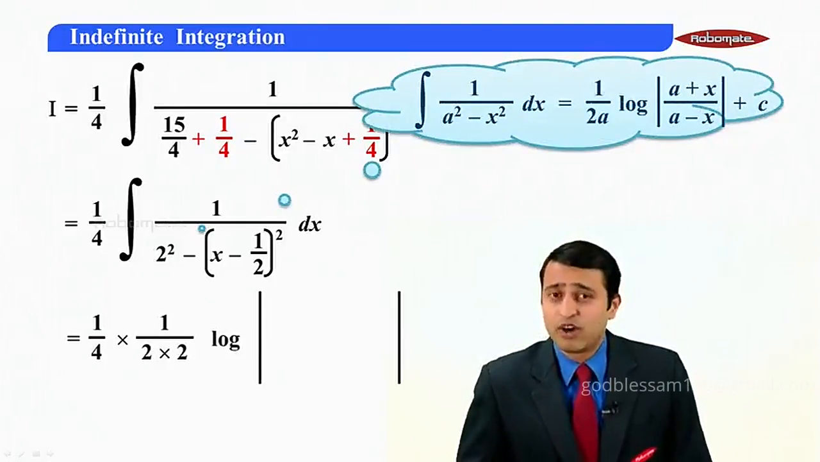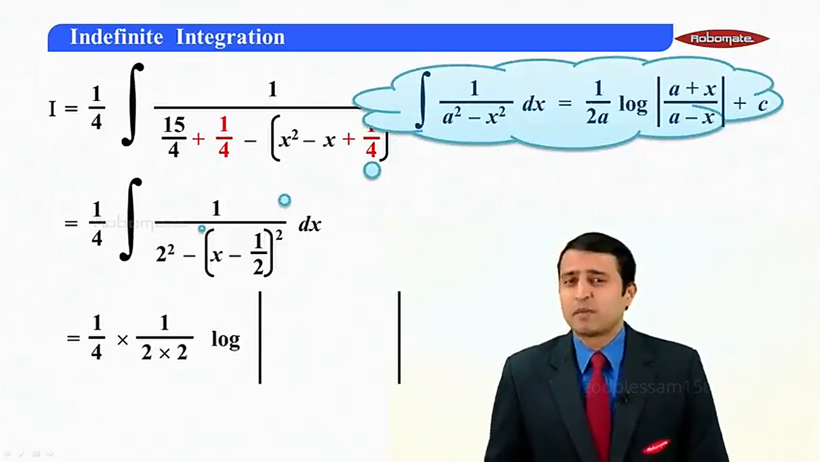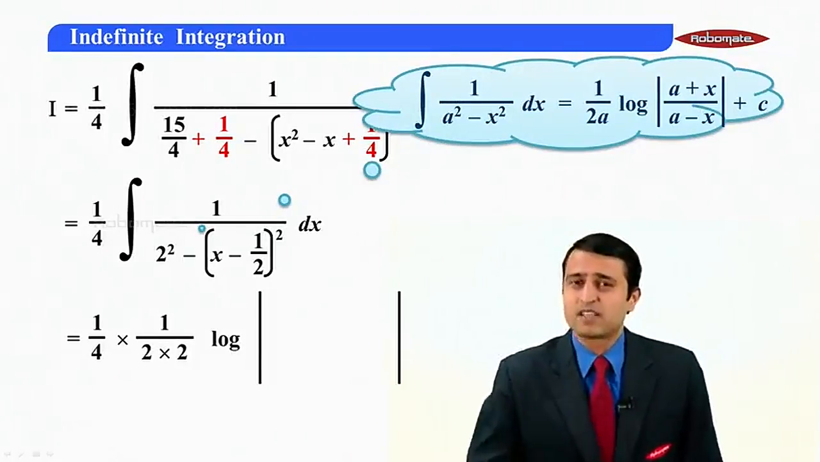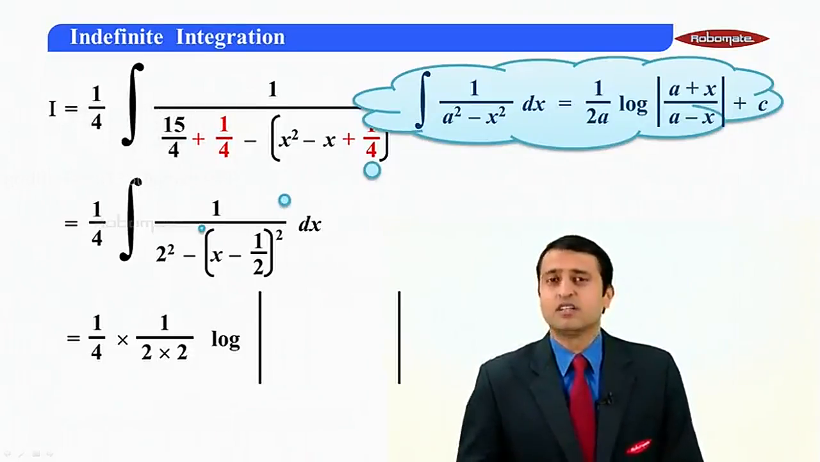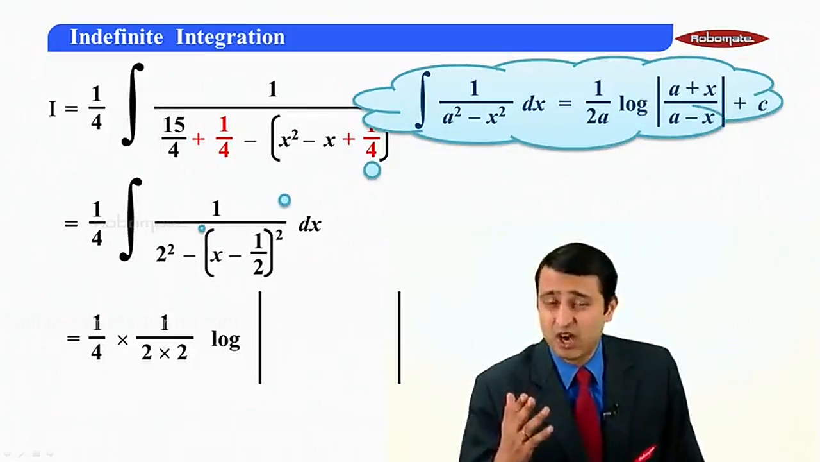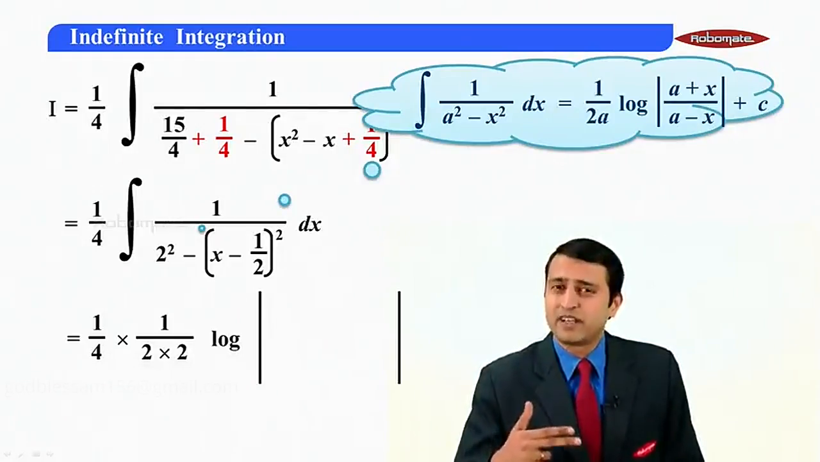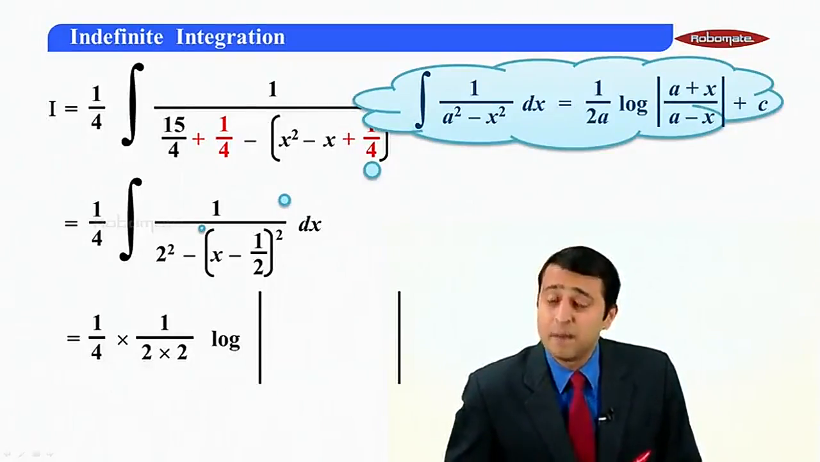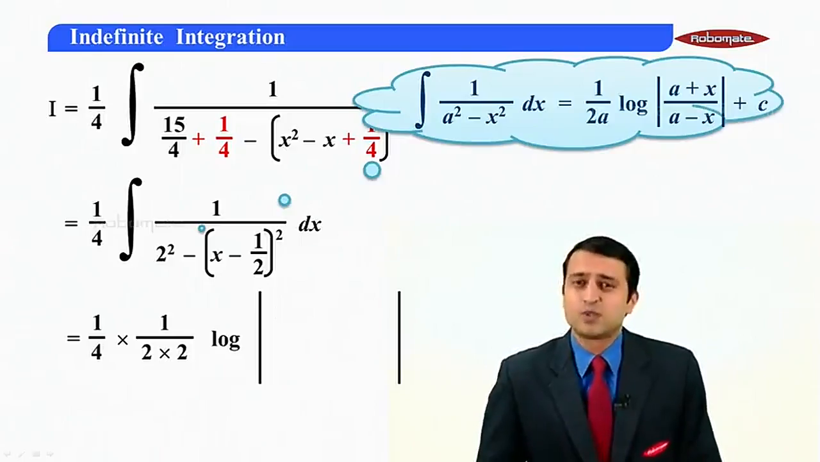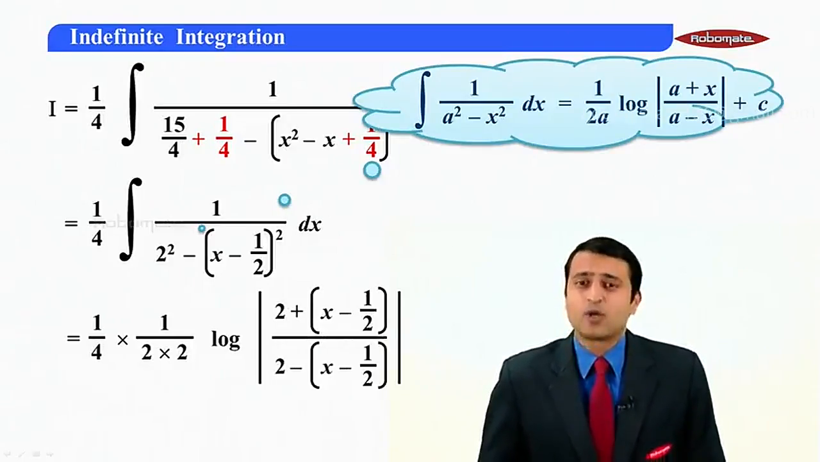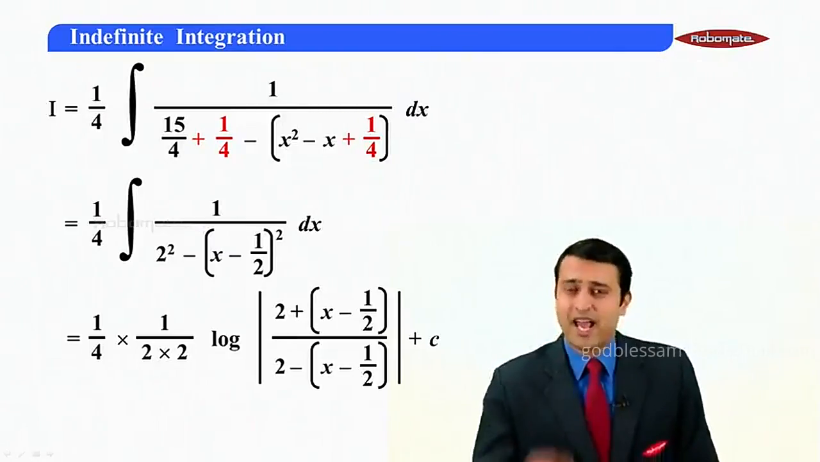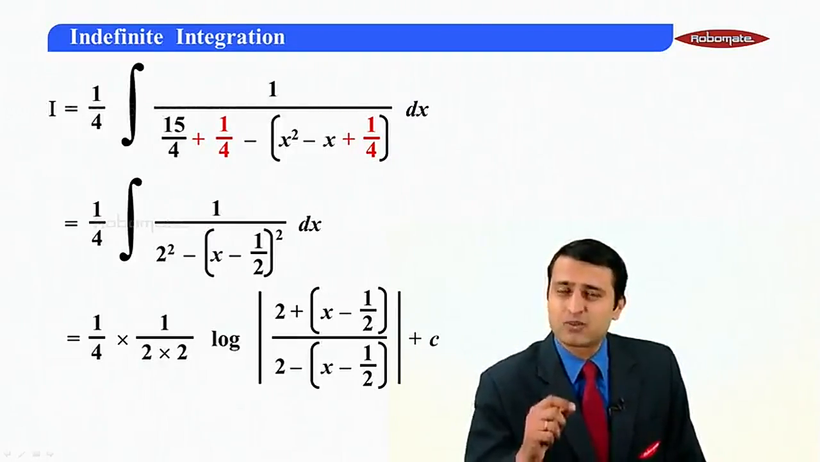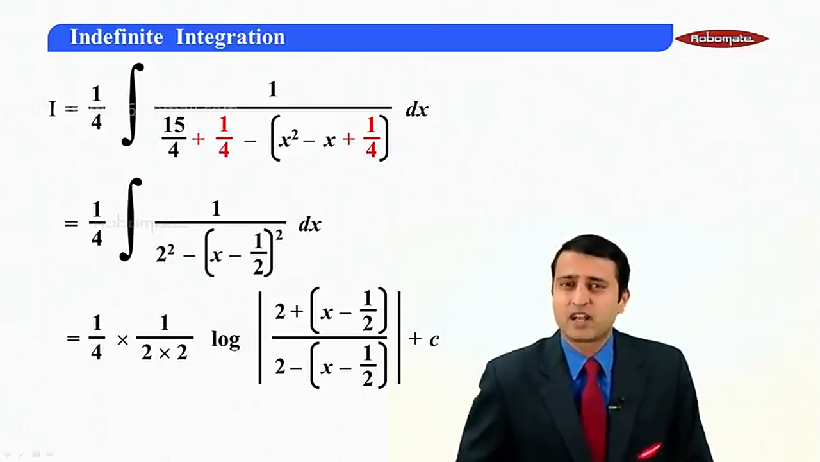Now, log mod of, my dear students, you can remember that in a square minus x square, the numerator will have a plus inside the log. And if it is plus in the numerator, then in the denominator it will be a minus. So here we will have 2 plus x minus half upon 2 minus x minus half, obviously a plus c. Now, as a student, we are expected to simplify the function inside that log.